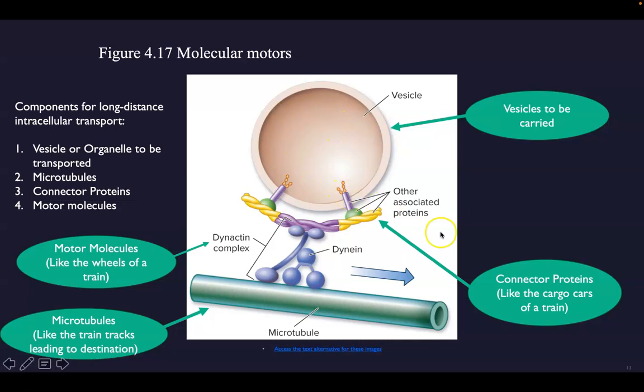Then we have our connector proteins. These are going to act like the cargo cars of a train. You can see here, they attach to what needs to be carried. So they are holding whatever needs to be carried, just like the car of a train. The car of the train has to have wheels that connect to the track, and that's what we could think of as our motor molecules, like the wheels of a train. So they are attaching to the cargo cars and the train tracks that are leading to the destination.